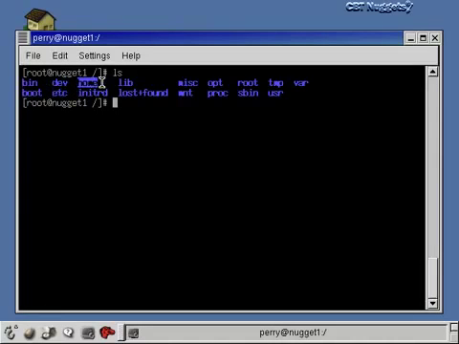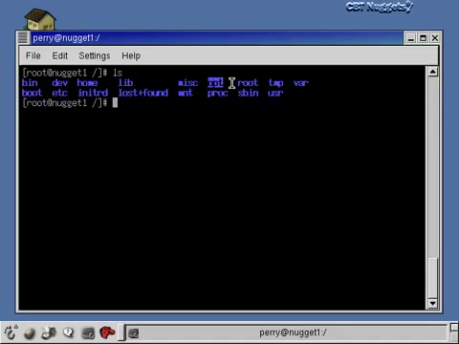/home, under that, is where the user's home directories are located. The lib directory is for shared program libraries. A lot of commands and utilities in the Linux system share some common code, and that common code is in the lib directory. The mount directory is where we mount removable media, things like CD-ROMs and floppies.